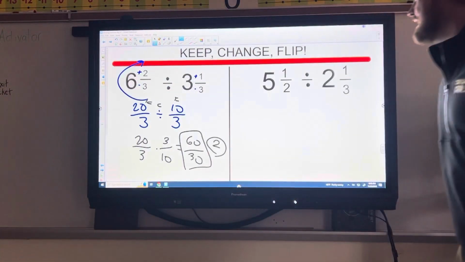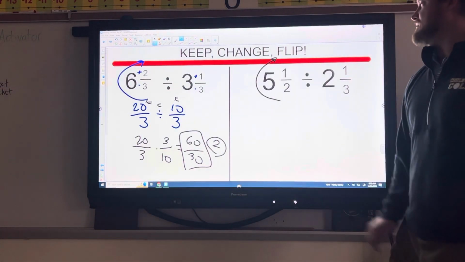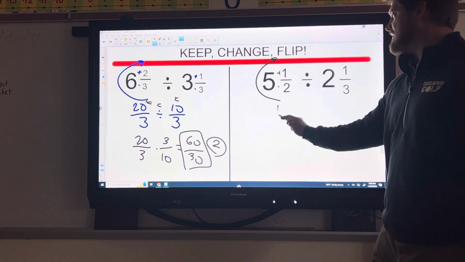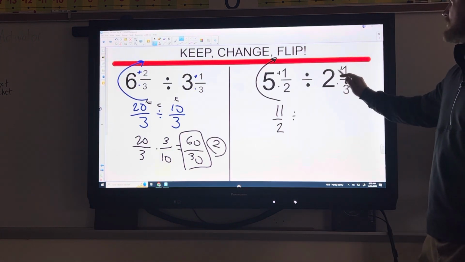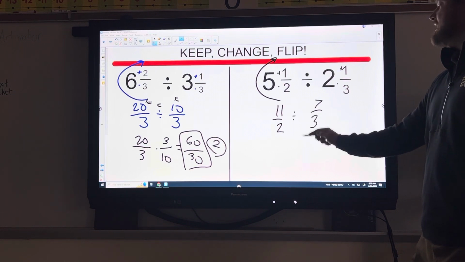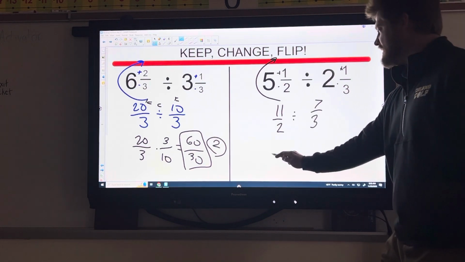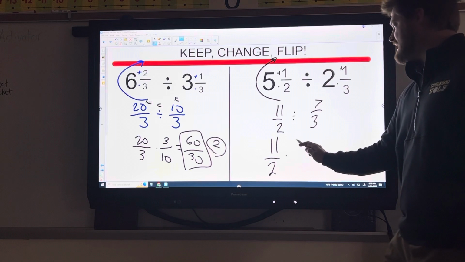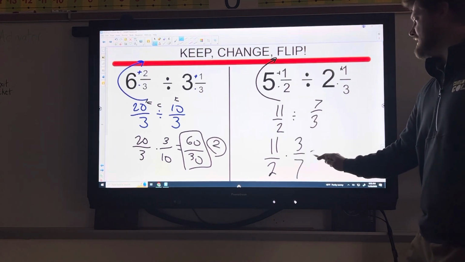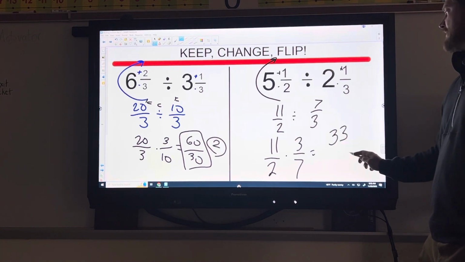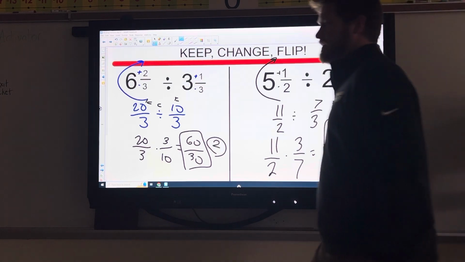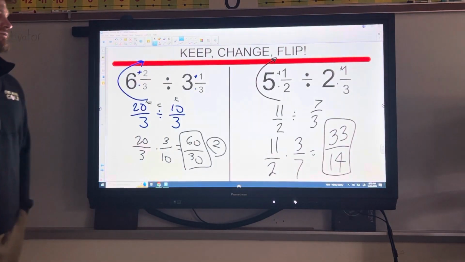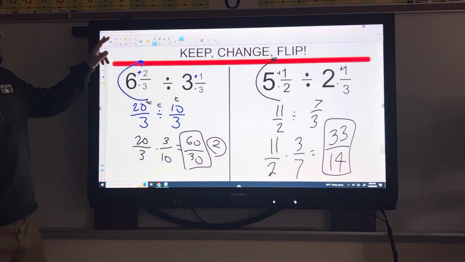Next one, you got to convert them both first. 5 and 1/2. 5 times 2 plus 1, we get 11 over 2. Divided by 3 times 2 plus 1 gives us 7/3. Now we can keep, change, flip. We have 11 over 2 times 3 over 7. We get 33 over 14. Don't even bother about turning that to a mixed number. If you got 33 over 14, you are good to go.